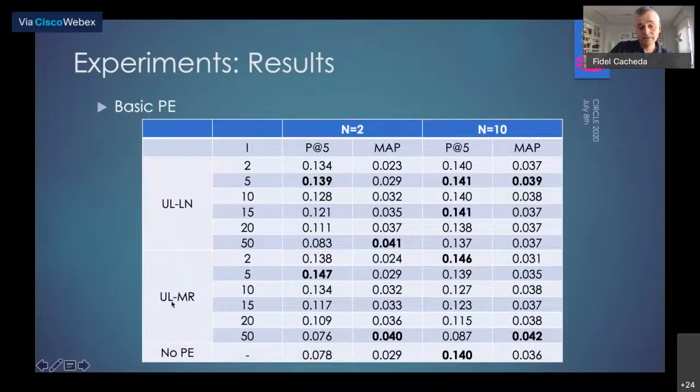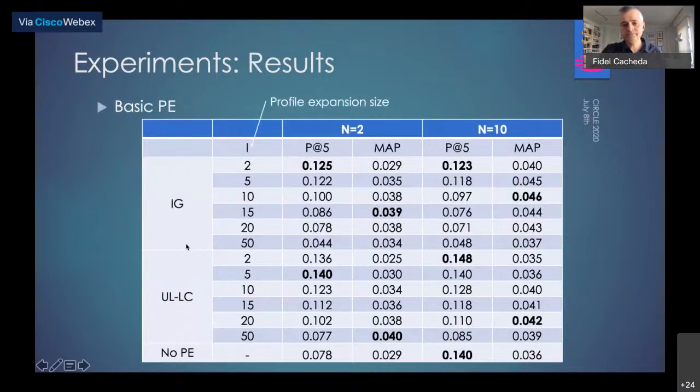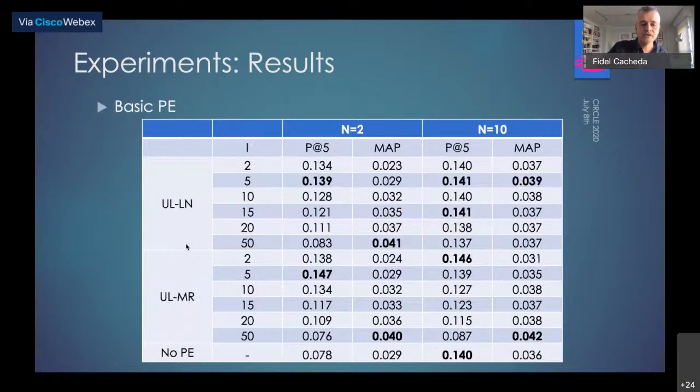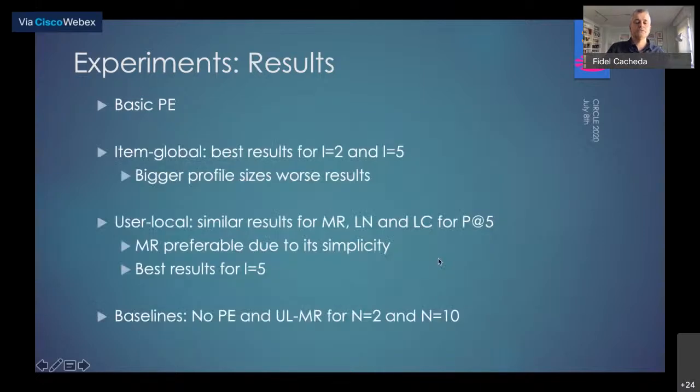And from this, well, I'm sorry, I didn't mention it, but this is the baseline, no profile expansion at all. So the main idea here is that using profile expansion, we get better results than without it. And you can see that for user local, these are the best values. Most rated gets the best results here and here. Okay. So just summarizing for basic profile expansion, item global works pretty good. Okay, we get the best results for L equal to 2 and L equal to 5.